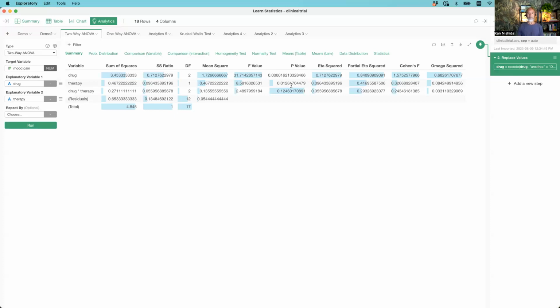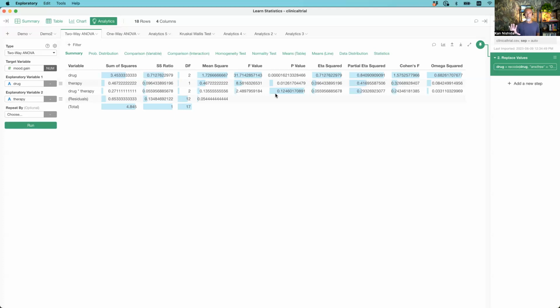Next one, the therapy, 0.01 is the p-value. And again, if we use 0.05 or 5% as the threshold, then we can conclude the therapy is also significant. And then the next one is drug and therapy, this interaction.